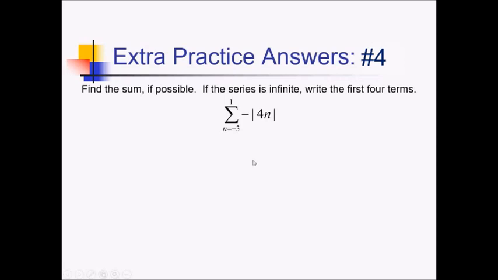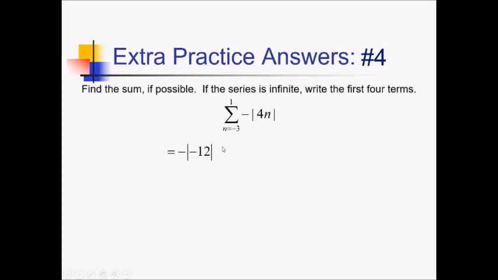For this problem, this is kind of weird. I'm trying to find the summation from -3 to 1 of negative absolute value of 4n. So basically, I'm plugging in all the integers from -3 to +1 into this expression and adding all those together. So for my first term, I've got negative absolute value of 4 times -3. So that would be -12 in the absolute value there.